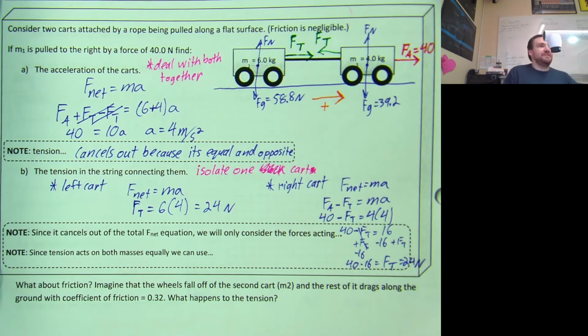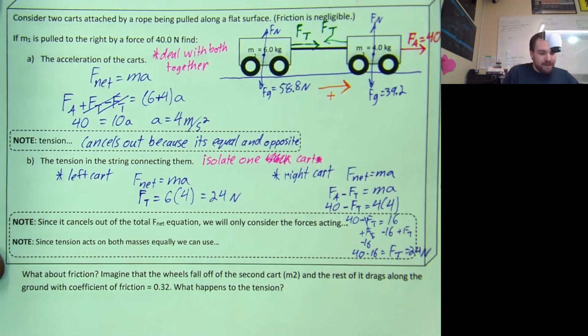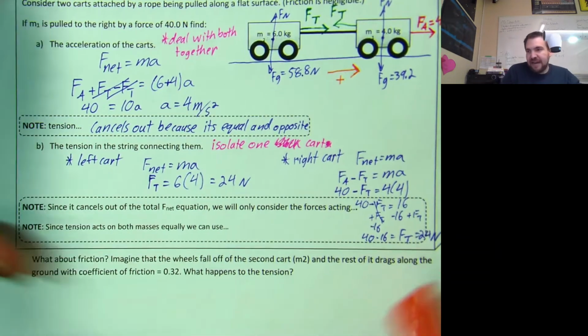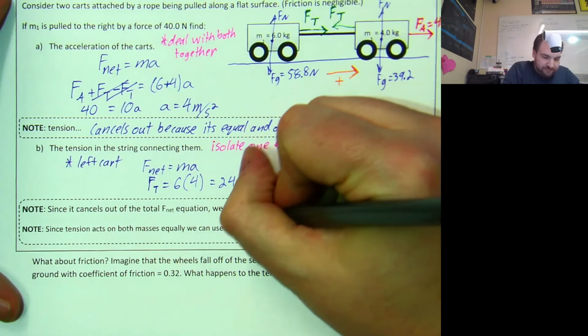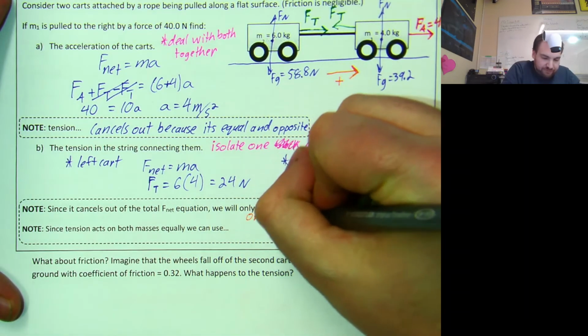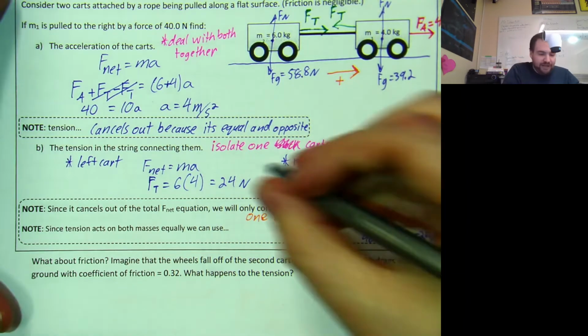Questions, comments, concerns? Relatively straightforward, yes? Okay. Since it cancels out of the total F net equation, we only consider the forces acting on one mass, which is why I isolated one cart. And since tension acts on both masses equally, we can use either one.